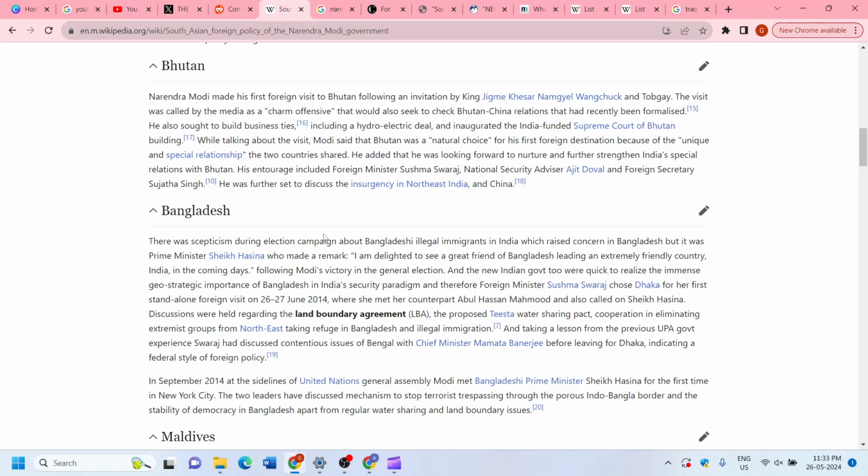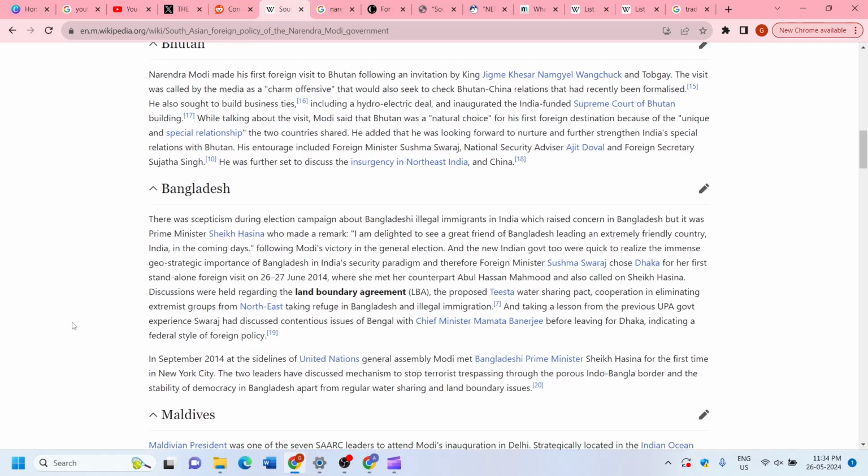Bangladesh. There was skepticism during the election campaign about Bangladeshi illegal immigrants that India wanted to deport. But Prime Minister Sheikh Hasina made a remark: I am delighted to see a great friend of Bangladesh leading an extremely friendly country, India, in the coming days. She has had a good relationship with Narendra Modi. They finalized the land boundary agreement.